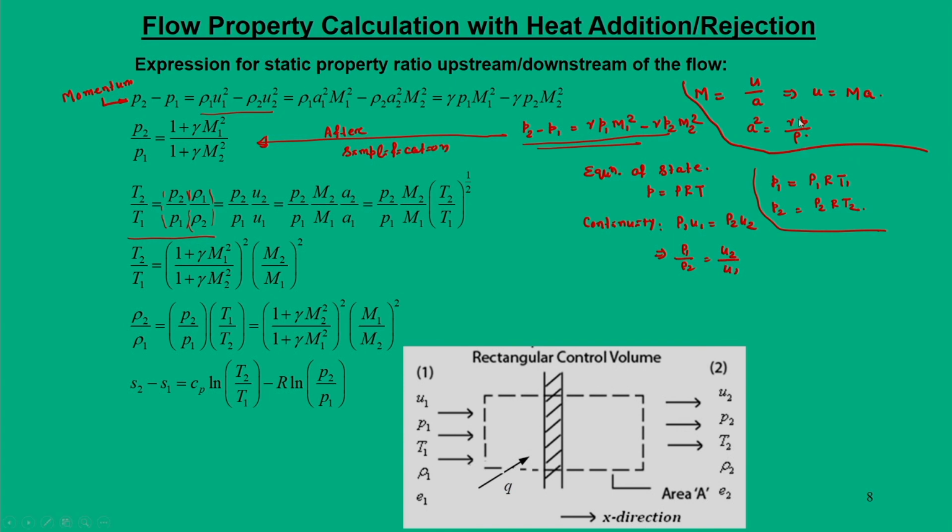Now, again U2 is equal to Mach number times A, and we will write A2 by A1 also as a function of T2 by T1. So, we can write that A square is equal to gamma R T, so A is the square root of gamma R T.